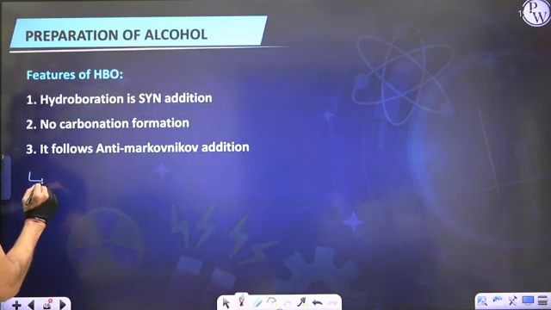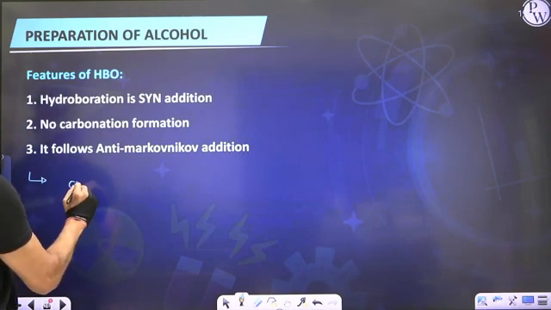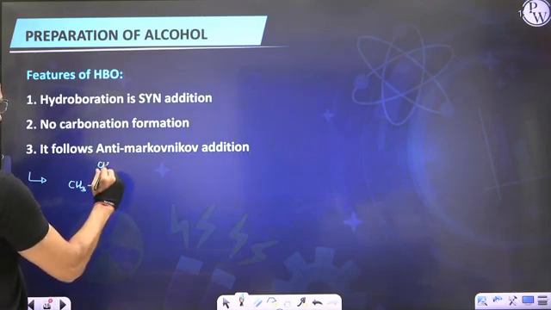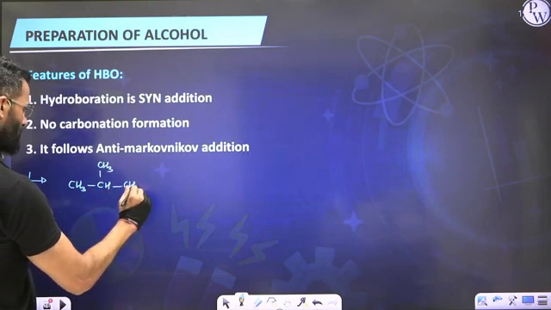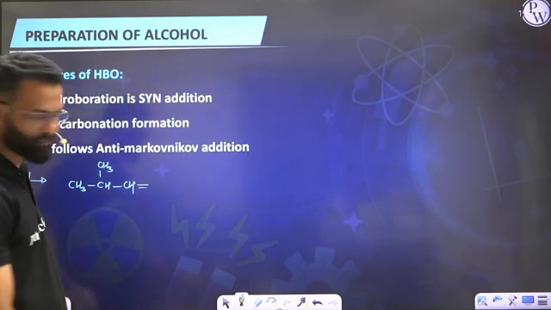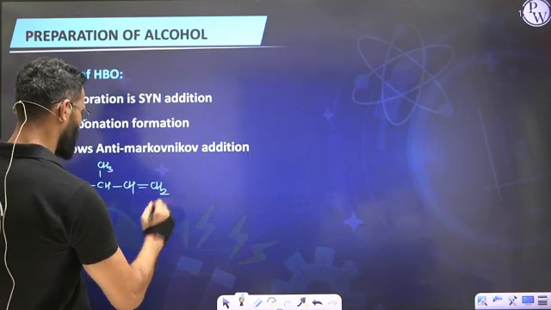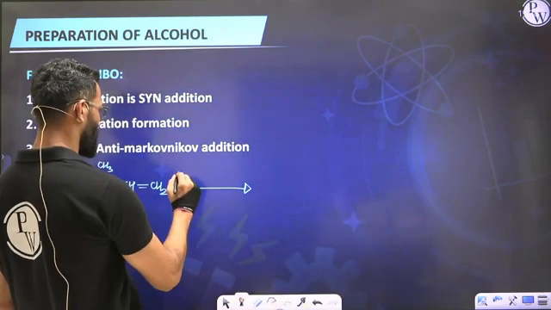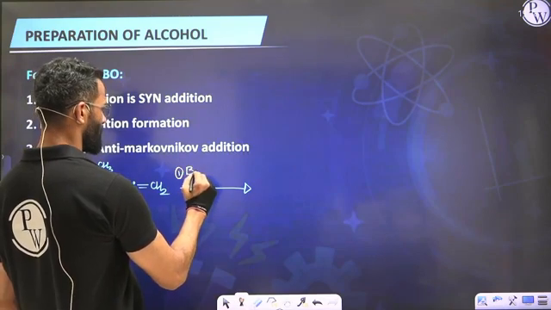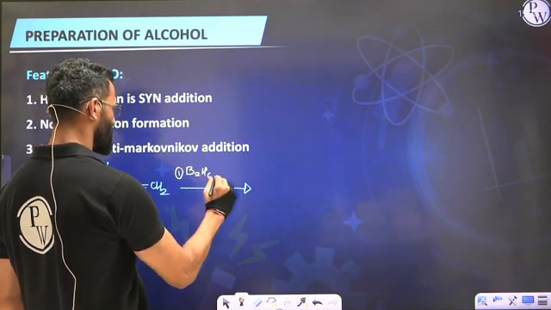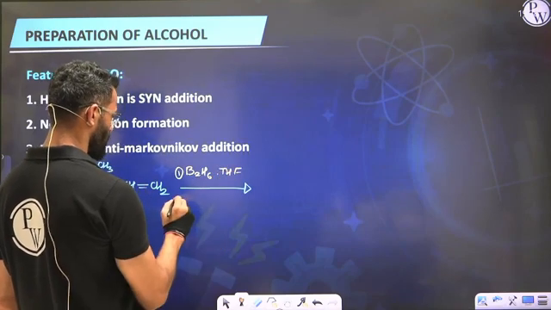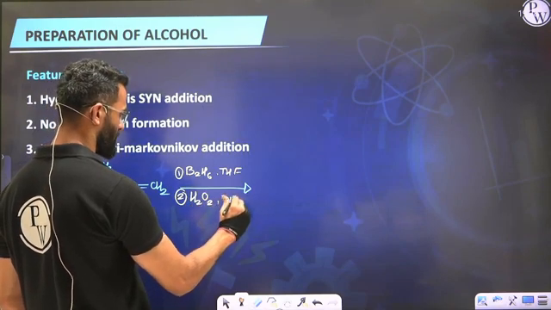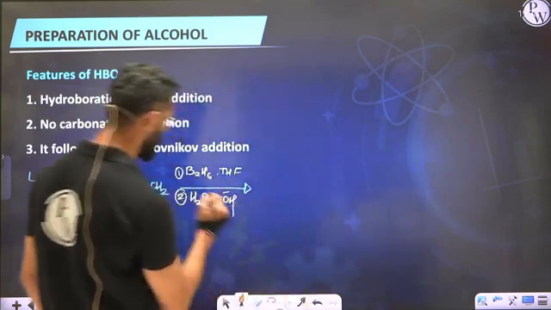It involves no carbocation formation and it follows anti-Markovnikov addition, which means once again, if we have been given an alkene like we used earlier too, we were taking 3-methyl-2-butene as our substrate, and upon the arrow, the conditions mentioned are: number 1, B2H6 in tetrahydrofuran, followed by hydrogen peroxide in an alkaline condition. So what are we going to do? We'll observe the condition.